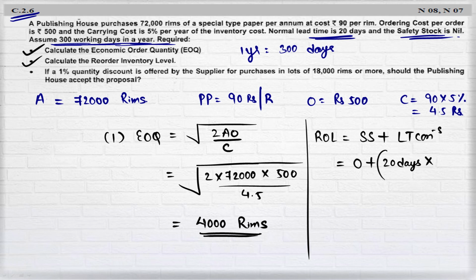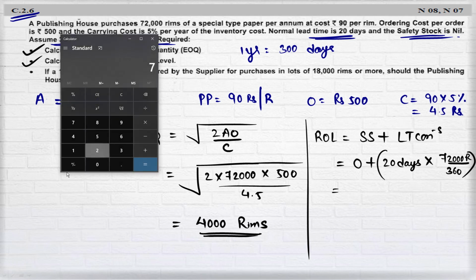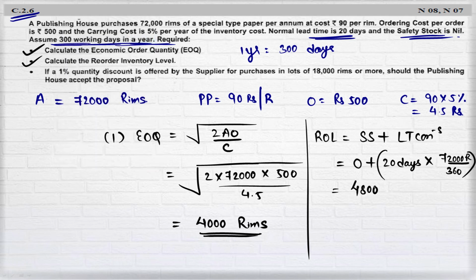72,000 divided by 360. What is 72,000? Consumption per annum, or usage of raw material per annum. So per day will be 72,000 rims divided by 360. Okay, no, it is 300. 72,000 divided by 300 multiplied by 20. It is 4,800 rims. At 4,800 rims, you will reorder 4,000. This is not 360, it is 300. You are correct.